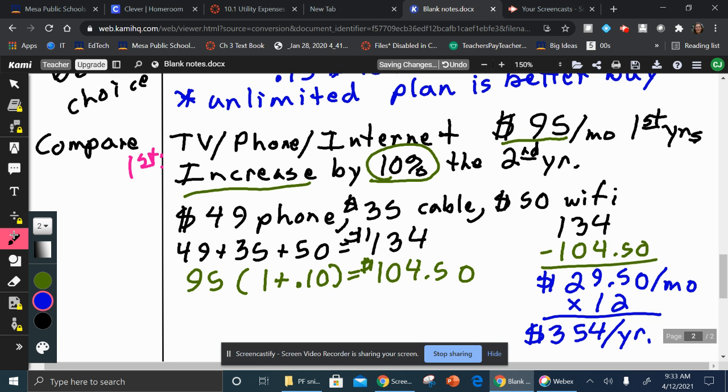Okay, and just double checking with this, everybody. Remember that 1 is 100% as a decimal, and then that is 10% as a decimal.